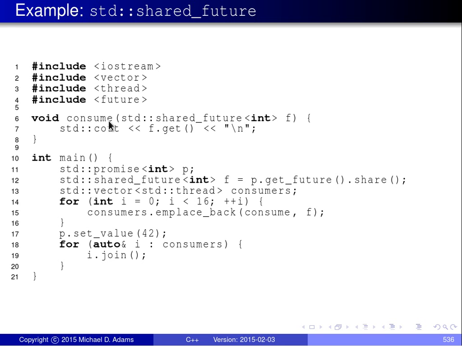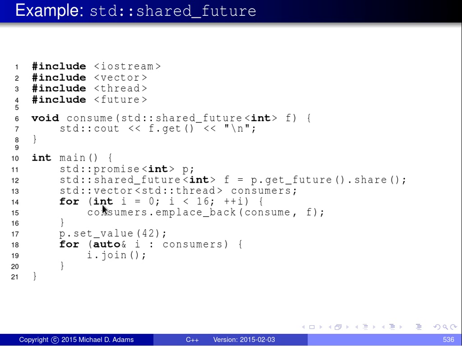Then when these threads start executing the function consume, they call the getMember function for the future f, which will block waiting until the result has been written into the corresponding promise object that's associated with this future f. When that value eventually becomes available, the result will be returned by this getMember function, and then it's printed out to standard output.